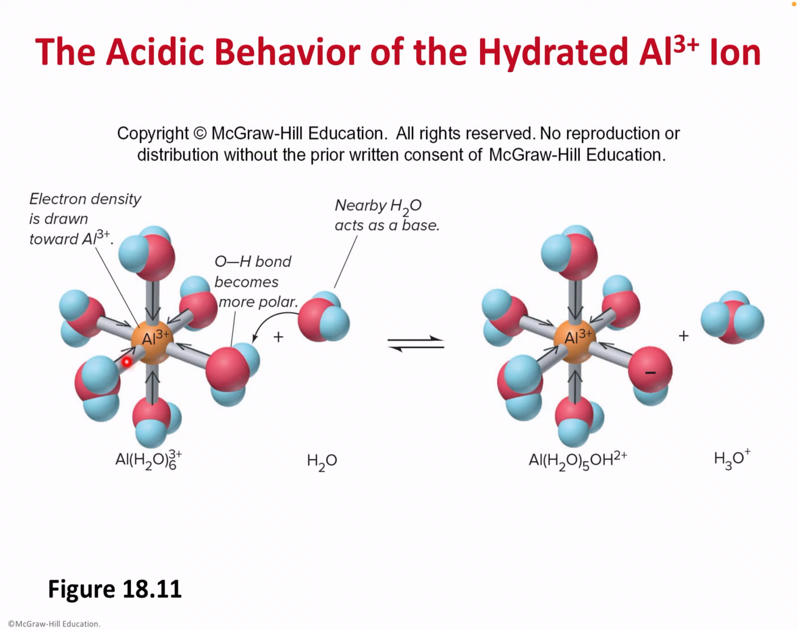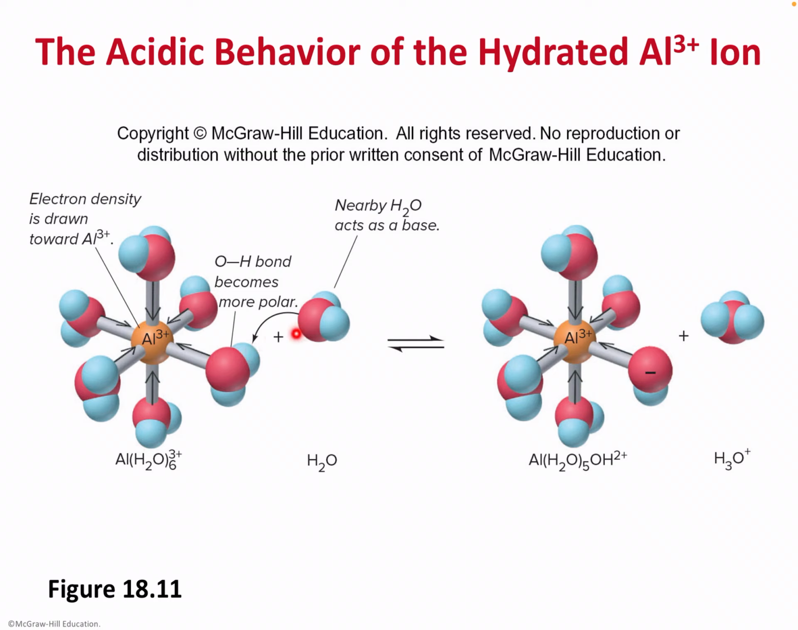Now you can see that the electron density from oxygen molecules is pulled towards the aluminum ion, right? So as a result, these oxygen-hydrogen bonds will become more polar. It can happen to any of these water molecules. We are showing you with this water molecule. If this becomes more polar, a neighboring water molecule can come and grab that hydrogen.